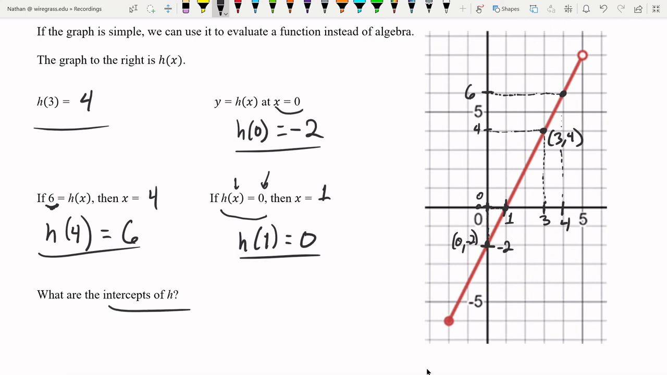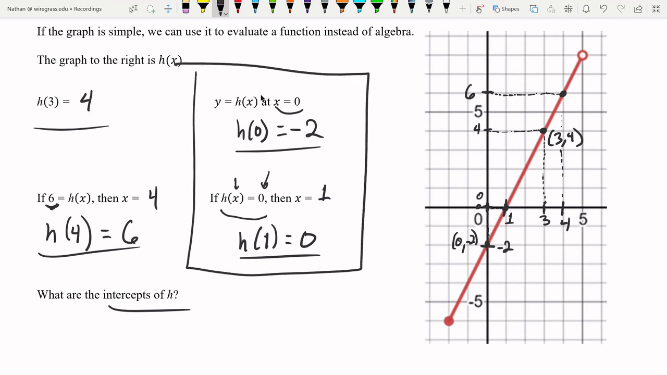Here, what are the intercepts of h? Well, we don't actually need to look at the graph because we already found them. These are the intercepts, right? The y-intercept is when x equals 0. Well, that happened right here. X equals 0, that means the y-intercept is -2. The x-intercept is when y equals 0. Y equals 0 is right here, right? You can think of h of x being the same thing as y. That means that the x-intercept is 1. Of course, that's true right here. This is the x-intercept, and this is the y-intercept.